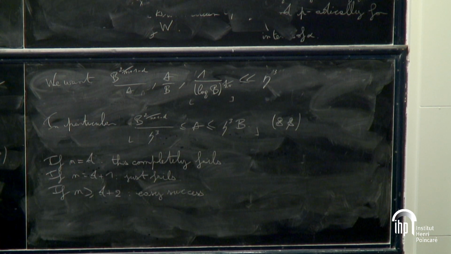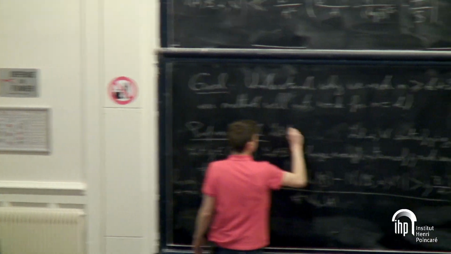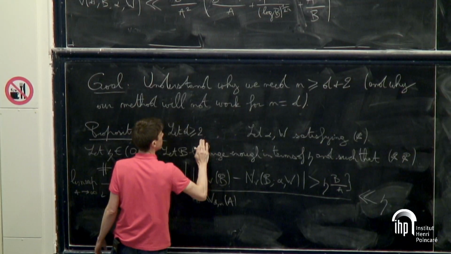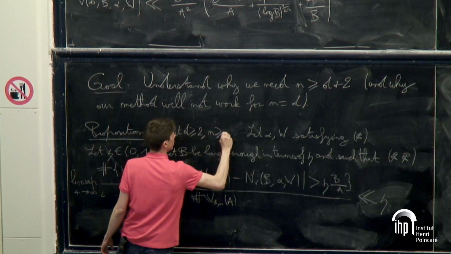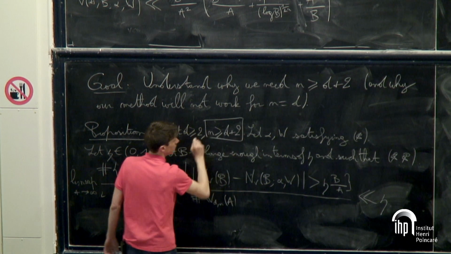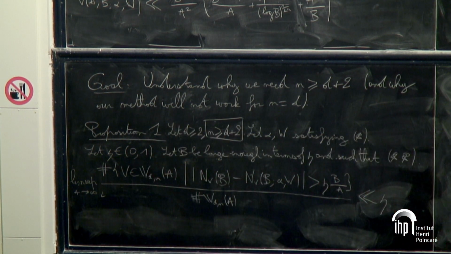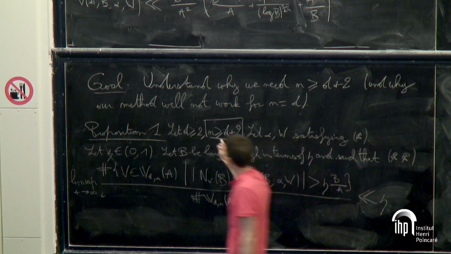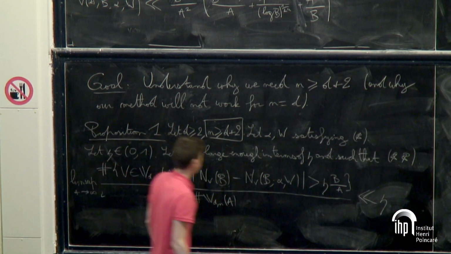So now I need to add a condition in proposition 1. So we want d at least 2 and n at least d plus 2. Because if we don't have that, then there's no choice, there's no possible choice of d, right? Okay, so that's the reason why we need n to be at least d plus 2.